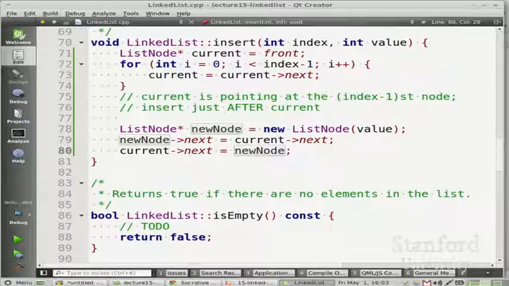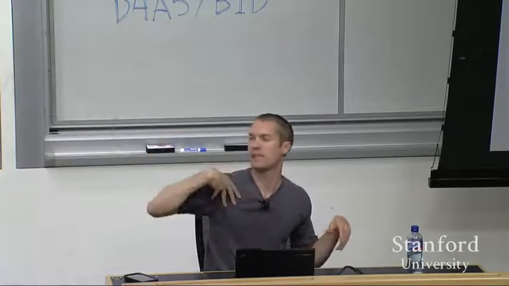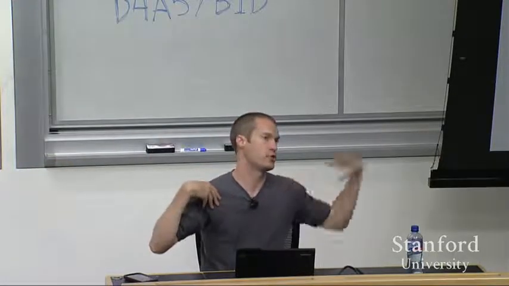So that's interesting. When you insert in the middle of the chain, you actually have to update two pointers. You have to say, the person before me who's current, their next should be me. And I, the new node, my next should be the rest.